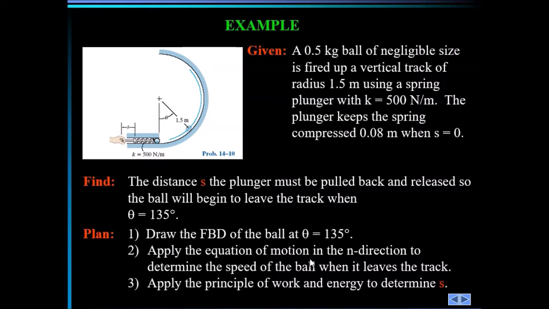So let's take a look at this example here. In this problem, we have the figure off to the left. You can see somebody pulling back a plunger some distance s. We have a spring here. The K given to us is 500 newtons per meter.